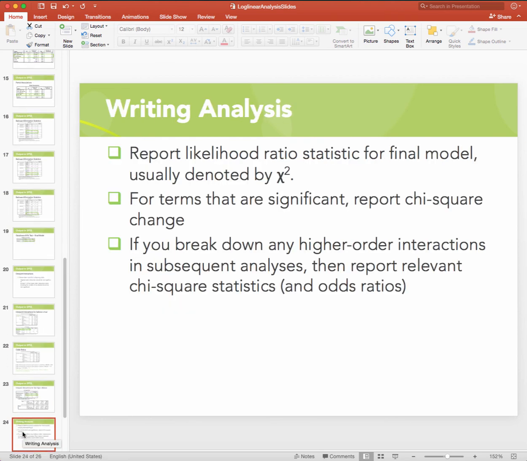So when we write our analysis, we have to look at the star sign times believer interaction. We make sure that we report the chi-squares for any of our changes, that we report any of our relevant chi-square statistics or our odds ratios for those higher order interactions. But most importantly, we always start by reporting the likelihood ratio statistic for our final model, and we denote that with the Greek symbol for chi-square.